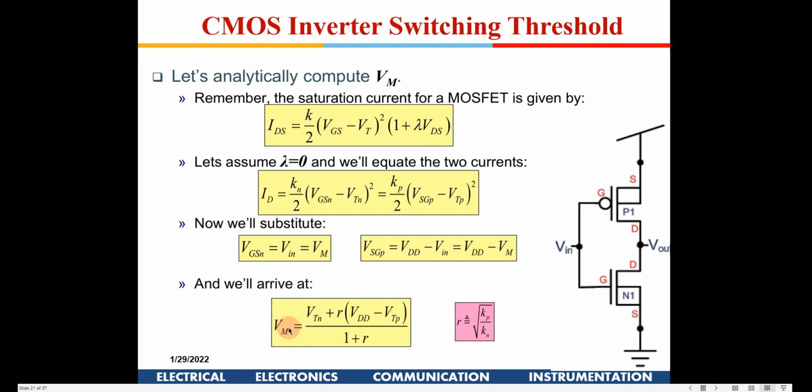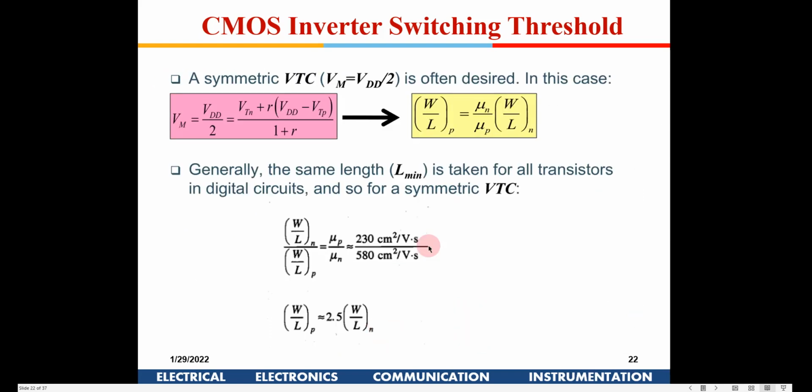So we get a value of VM as VTN plus R into VDD minus VTP by 1 plus R, where R is nothing but Kp by Kn, right. So R is Kp by 1. So we get this equation. Now suppose we assume VTN and VTP to be equal. That is the case in most of the technologies. VTN and VTP will be equal, and we keep R equal to 1, then VM will be VDD by 2.